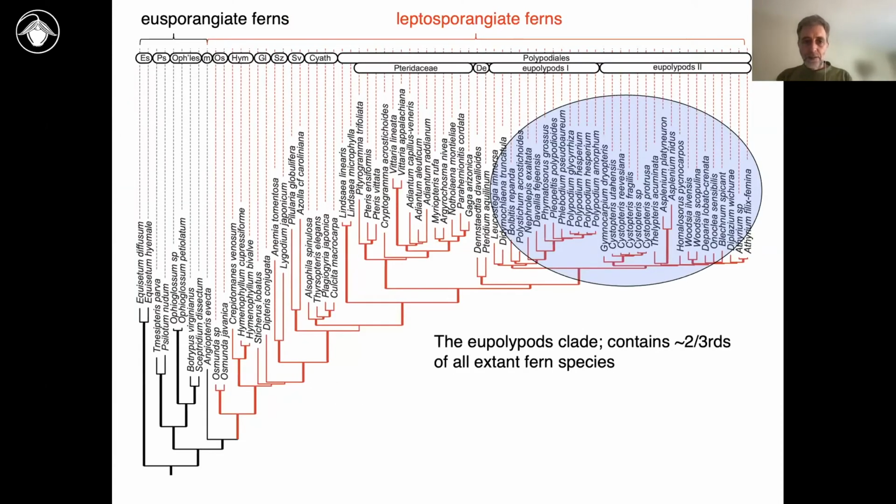So our favorite phylogenies again. Here is this huge clade called the Eupolypods. It's this common ancestor and all of its descendants. That big clade contains about two-thirds of all extant ferns. So if you're out walking and you see a fern, you have a two-to-one chance that it is a member of this particular group, the Eupolypods.